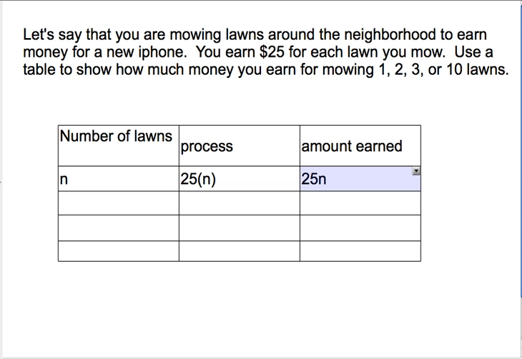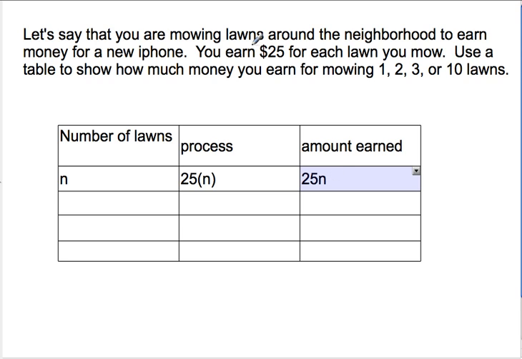Now we're going to apply this to a problem here. Let's say you are mowing lawns around the neighborhood to earn money for a new iPhone. You earn $25 for each lawn you mow. Use a table to show how much money you earn for mowing 1, 2, 3, or 10 lawns. So in this chart, I've labeled it here. This is going to be the number of lawns we're going to mow. The process is what we're going to do with that variable. You can see here that for each lawn we mow, we're going to get $25. That's why this 25 is here. We're going to multiply that times the number of lawns we're going to mow. And then this is going to be the amount earned. 25 times n can also be written as 25n.